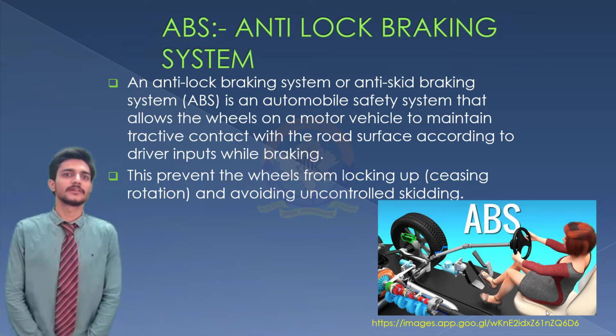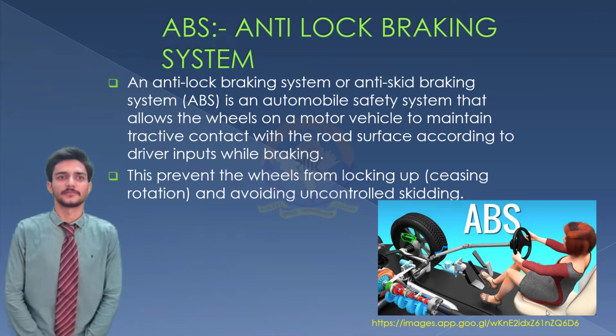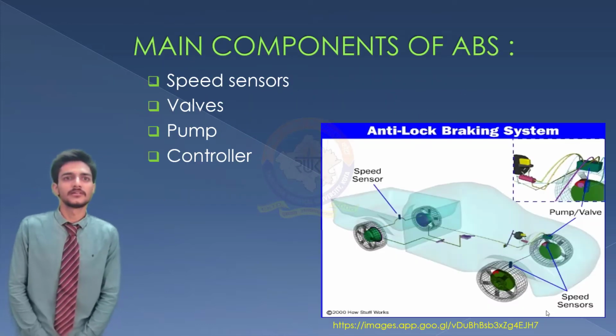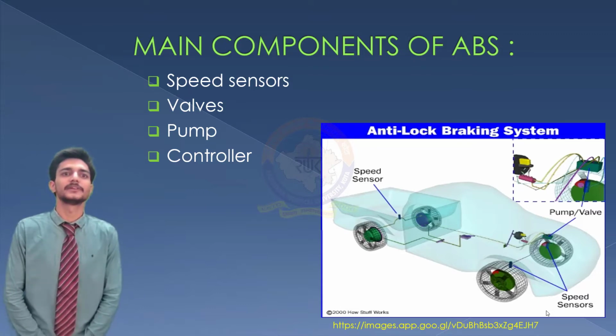It is a safety system that allows the wheels in a motor vehicle to maintain tractive contact with the road surface according to driver input while braking. It prevents the wheels from locking up and avoids uncontrolled skidding of the vehicle. Now, I will tell you about the main components of the ABS. Firstly, the speed sensor. The wheel speed sensor must detect the speed of the wheels and supply this information to the ABS or ESP control unit in the form of an electrical signal. The latest wheel sensors are also able to detect the direction of rotation of the wheels.